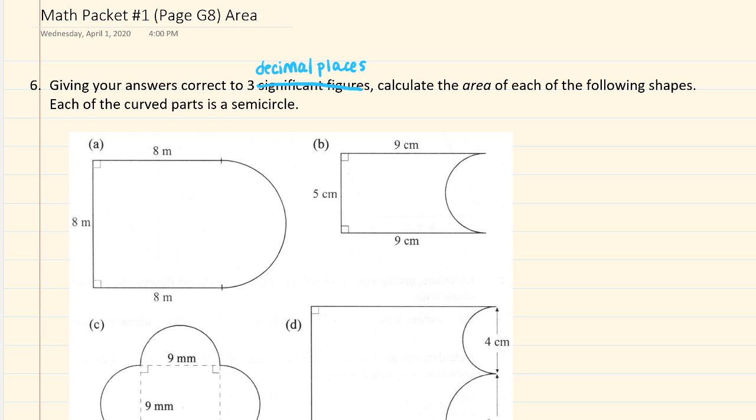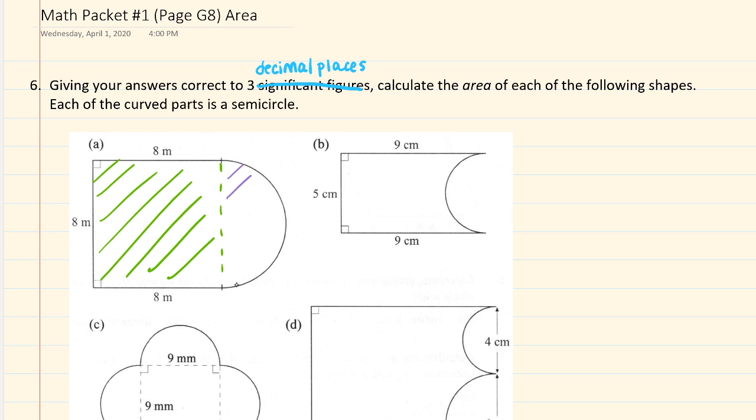So, as always, let's read the problem first. It says, giving your answers correct to 3 decimal places, calculate the area of each of the following shapes. Each of the curved parts is a semicircle or a half a circle. So let's look at part A. It looks like we have a rectangle, actually a square because it's the same on all sides. So we've got the area of a square, and we've got the area of a semicircle. So we'll have to find both areas separately and then add them together.